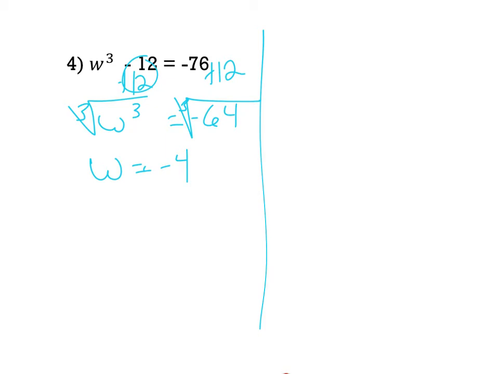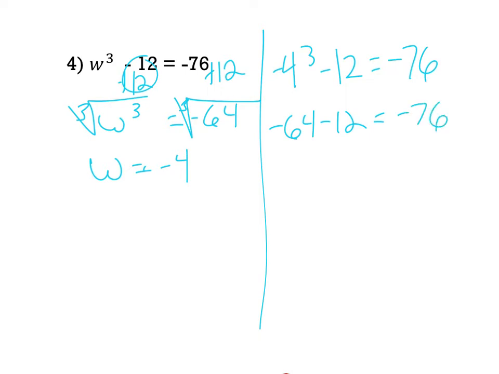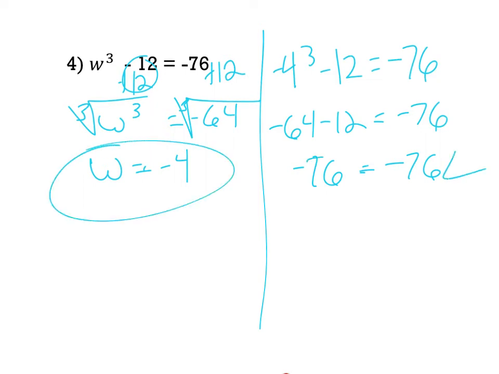So check my answer. Negative 4 cubed minus 12 equals negative 76. So negative 4 to the power of 3 gives me negative 64 minus 12 equals negative 76. Negative 64 minus 12 equals negative 76 equals negative 76. So my answer checks out, so w equals negative 4.